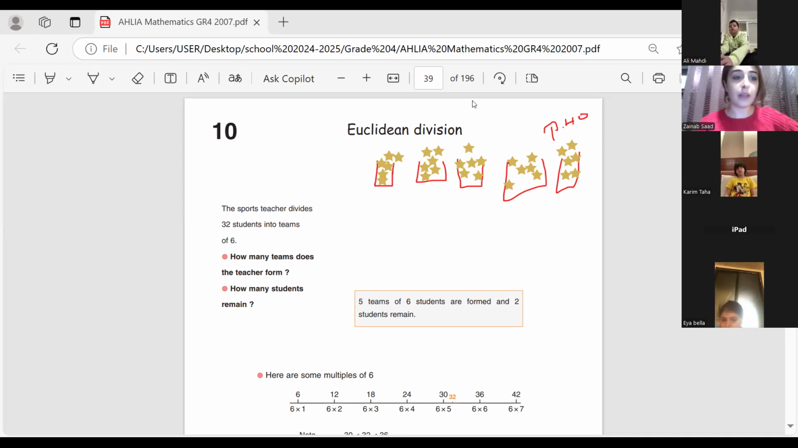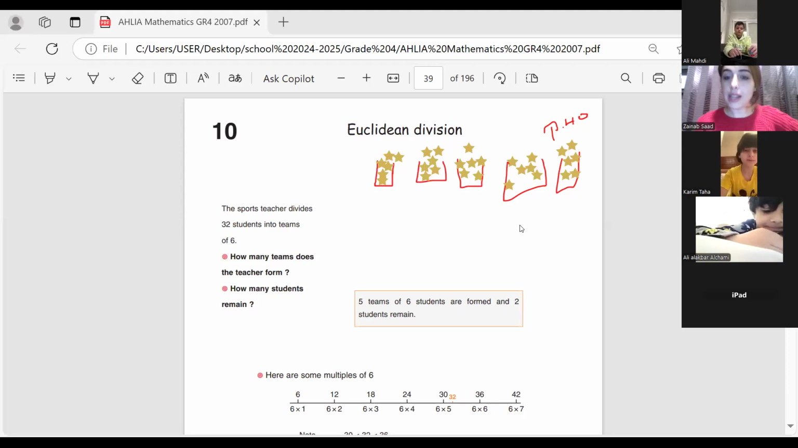Who can tell me? We still have 2 students that she couldn't put into teams. Because if she puts another student here and here, we're going to have 7 students in this team and 7 students here, and there won't be the same number of students inside each team. So this is what we call a not exact division, I mean, not an exact quotient.